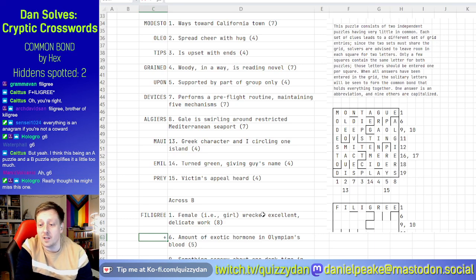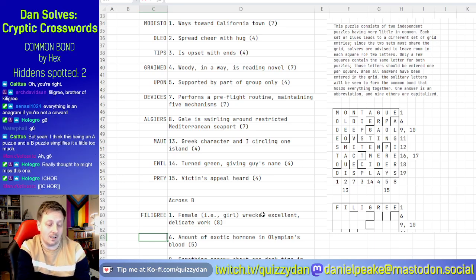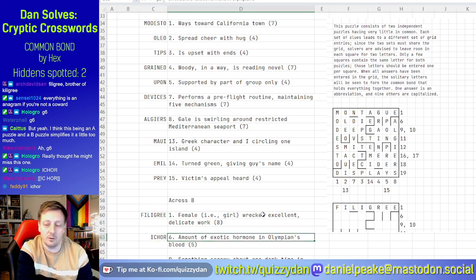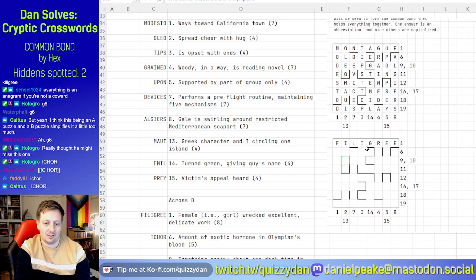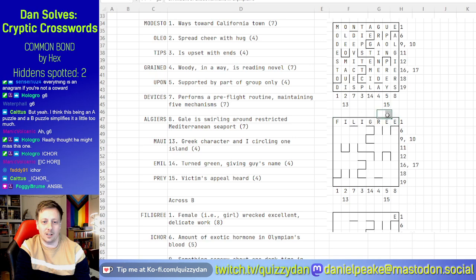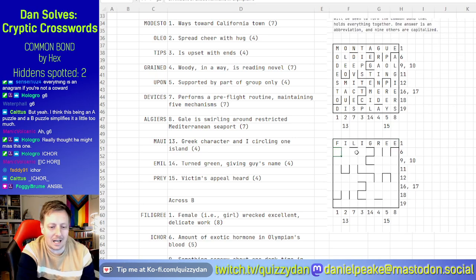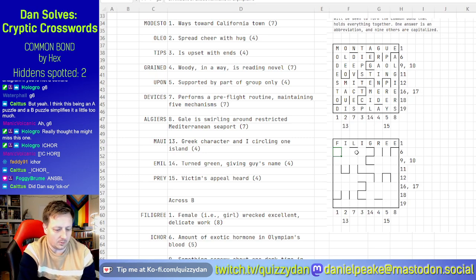I nearly did. Hollow. It's hidden. It's hidden in exotic hormone. It's an amount of it, and it's the Olympian's blood, also known as Ica. So far we've got an E that is in the same place. This code is working. The E is in the same place, so that's good. But I'm going to keep that out of shot, so you can, if you want to, concentrate and work it all out. But I'm not doing that. Ica.